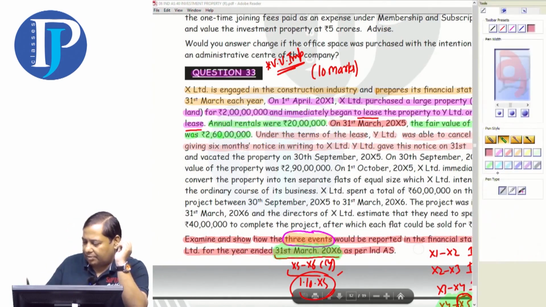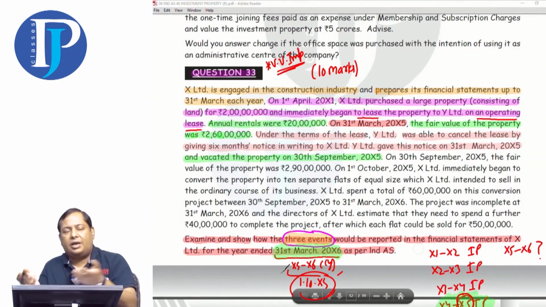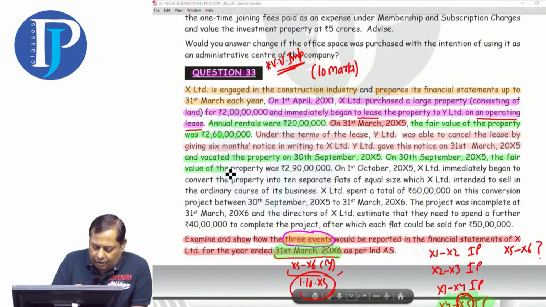A question will surely arise on this. Let me read. And vacated the property on September 30th X5. October 1st or September 30th, it's the same. 6 months' notice was given to vacate. On September 30th X5, the fair value of the property was 2 crore 90 lakh. This line is useless.